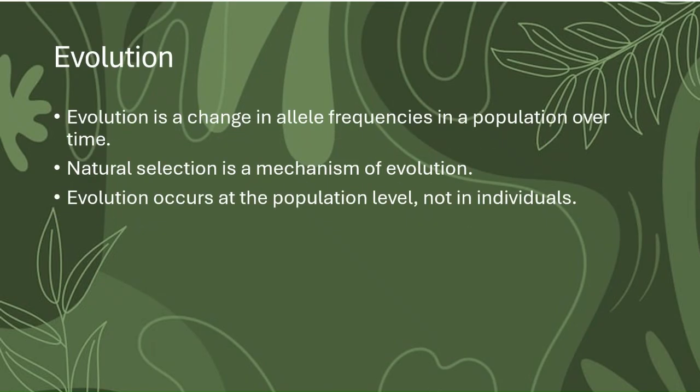Evolution is the change in allele frequencies in a population over time, and natural selection is a mechanism of evolution. Evolution occurs at the population level, not in individuals, because it looks at the change in allele frequency in a population. It's not an individual organism to organism basis.